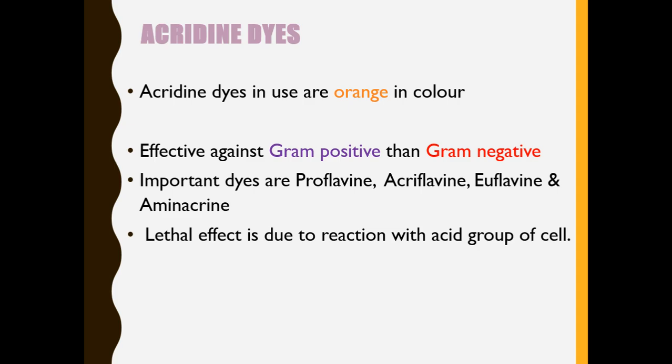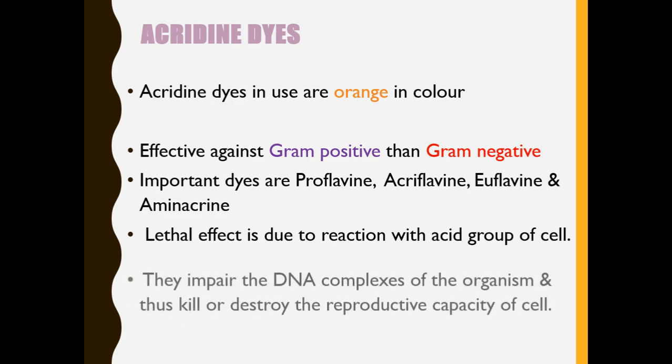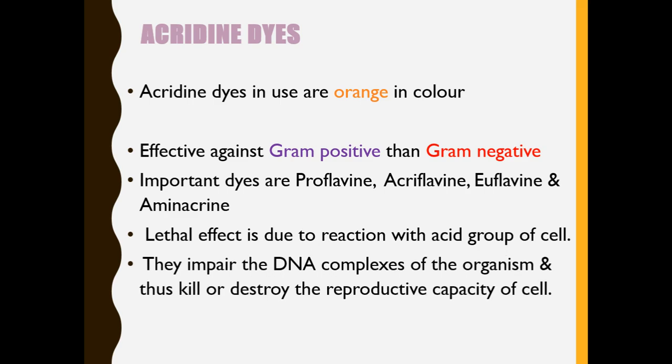These are the various dyes under the acridine group. And the lethal effect of these dyes is mainly due to the reaction with the acid groups of the cell. They react with the acid groups, and they may also impair the DNA complexes of the organism, and thus they are able to kill or destroy the reproductive capacity of the cell, mainly by interfering with the DNA complexes of the organism.